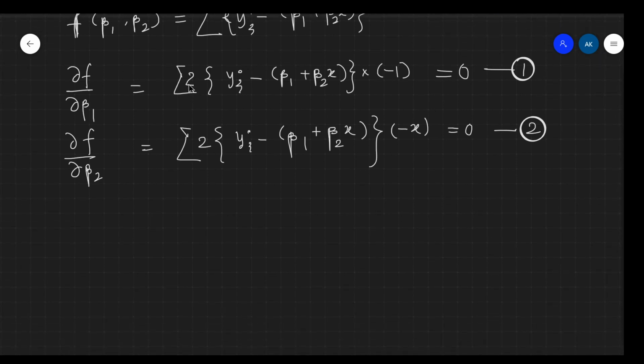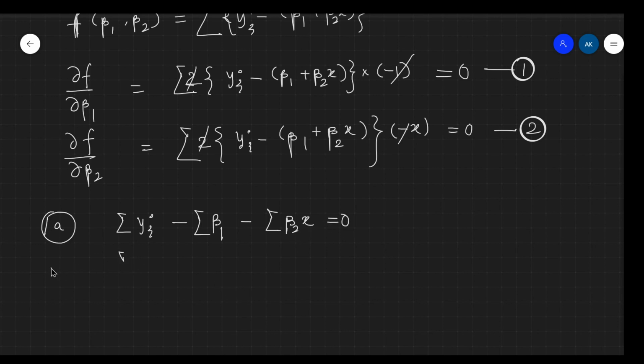So as equated with 0 on the right side, this 2 and minus 1 will get cancelled. You can divide it and get rid of this negative sign. So see, first equation, 1a I am writing, it is becoming summation yi minus summation beta 1 minus summation beta 2x equal to 0.